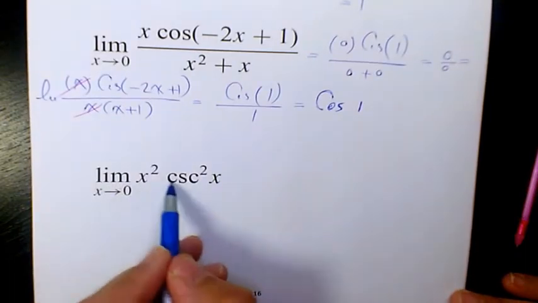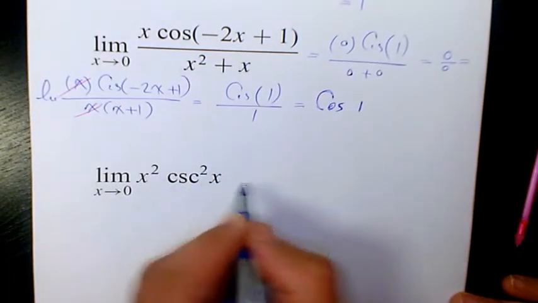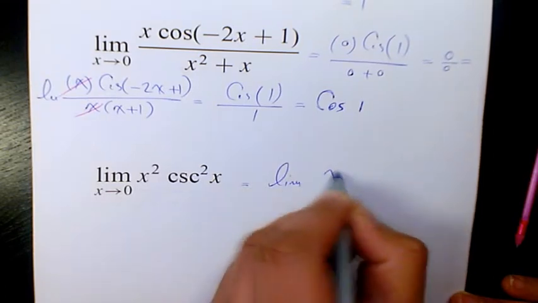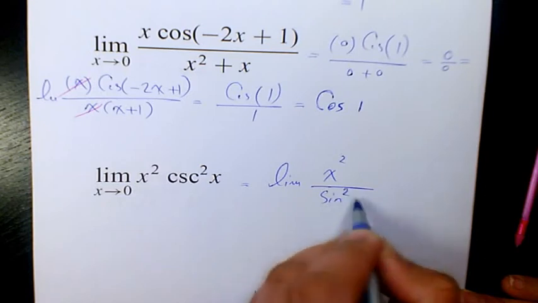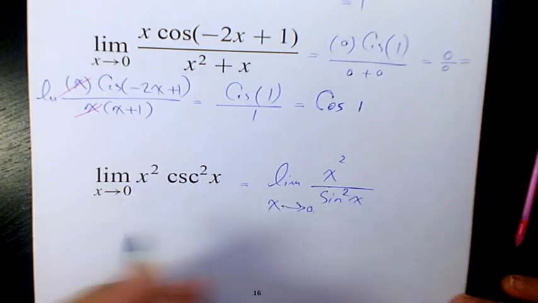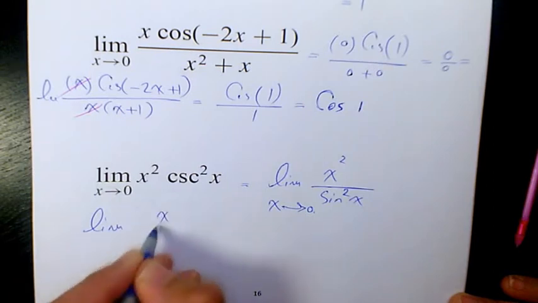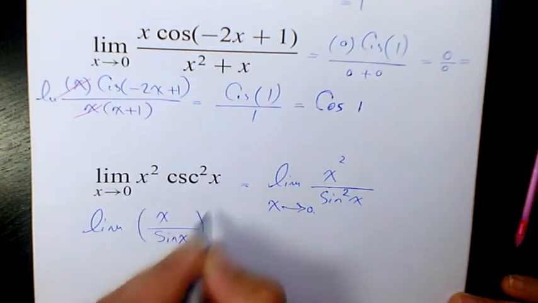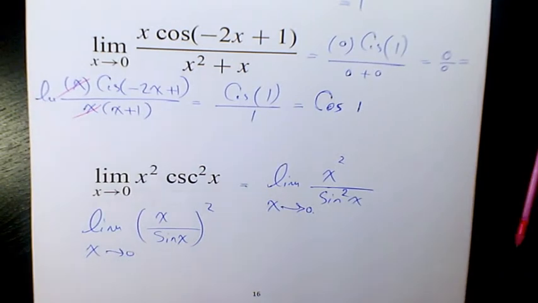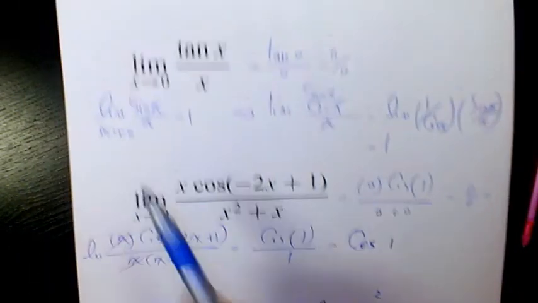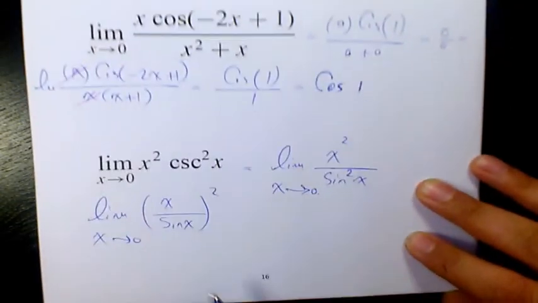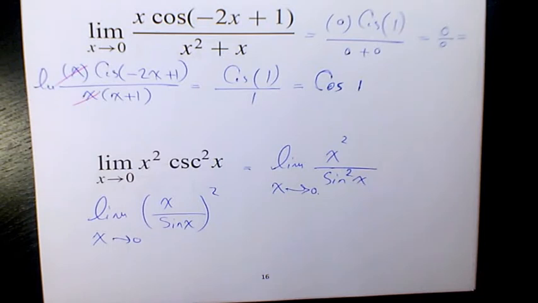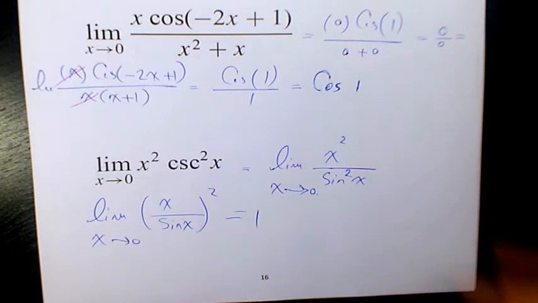Next one, limit of x squared times cosecant squared x. Cosecant is 1 over sine. So it's going to be x squared over sine squared x. When x approaches 0, it is going to be the limit of x over sine x, to the power of 2, when x approaches 0. We know sine x over x when x approaches 0 is 1, as we had it here. So that's true for the inverse of it, which is x over sine x. So 1 to the power of 2 is still 1. So the answer is 1.